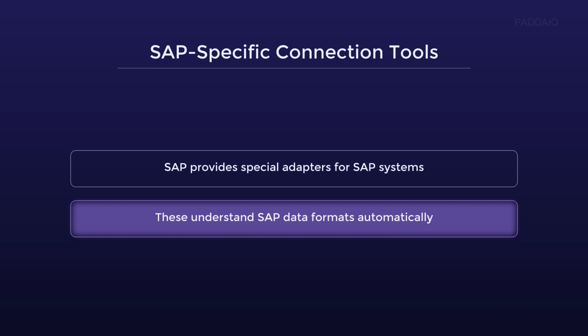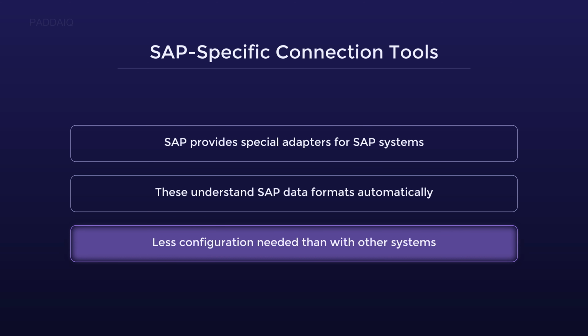These understand SAP data formats automatically. This means they recognize SAP's specific data structures without extra setup. For example, when connecting to SAP S/4HANA, these tools instantly process business partner data in the expected IDOC format. This built-in intelligence accelerates integration and reduces manual configuration efforts significantly.